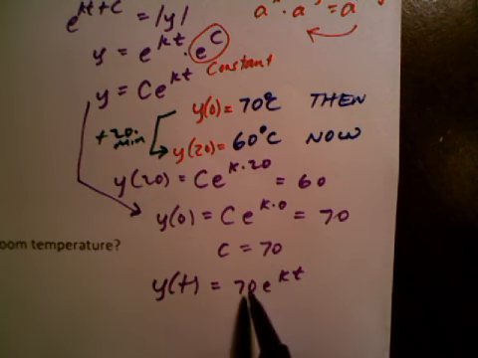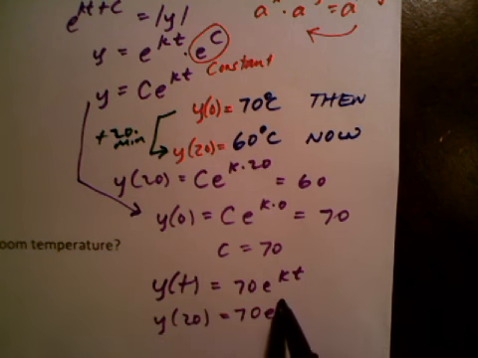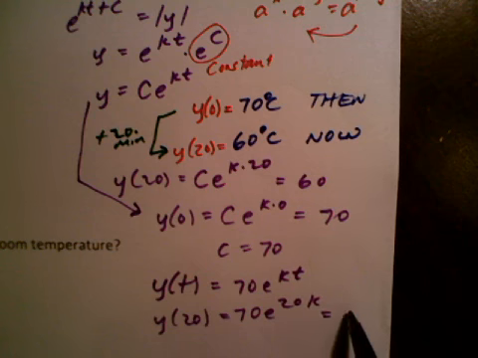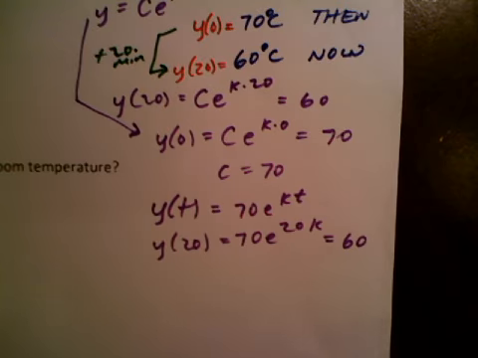Well, we have our c, but now we need our k. And that's where we're going to go back to this. y of 20 is equal to 70 times e to the 20 times k, and that is equal to 60. We take this part of the equation, and we're getting deep here in this problem, solving for k. So k is our growth constant. K is the important number here that stays constant throughout this entire problem. It's going to help us figure out how fast or slowly the object is going to cool.